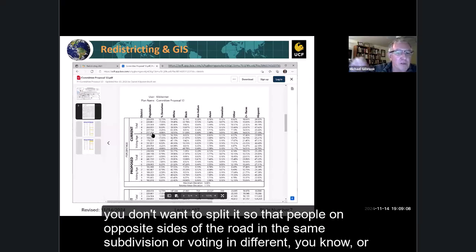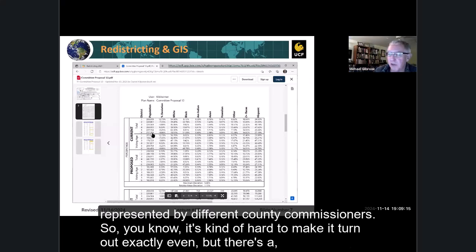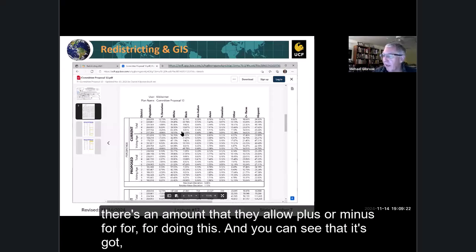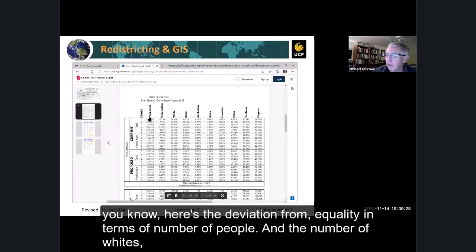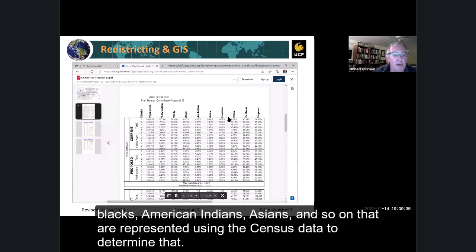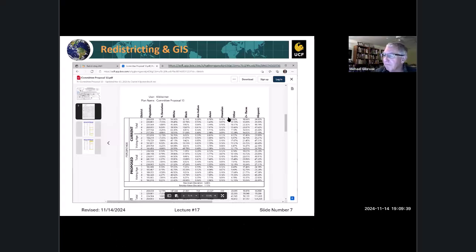You don't want to split it so that people on opposite sides of the road in the same subdivision are voting in different, or represented by different county commissioners. So, it's kind of hard to make it turn out exactly even, but there's an amount that they allow plus or minus for doing this. And you can see here's the deviation from equality in terms of number of people and the number of whites, blacks, American Indians, Asians, and so on that are represented, using the census data to determine that.